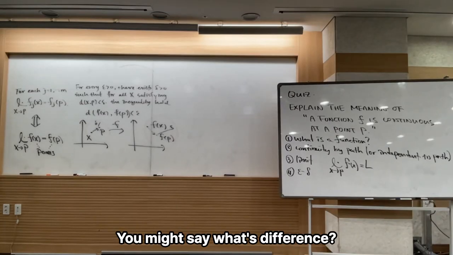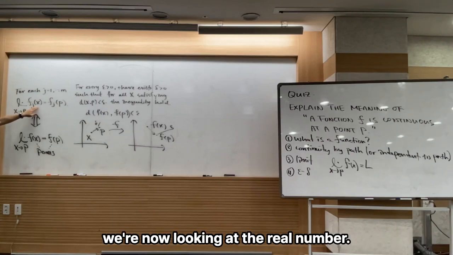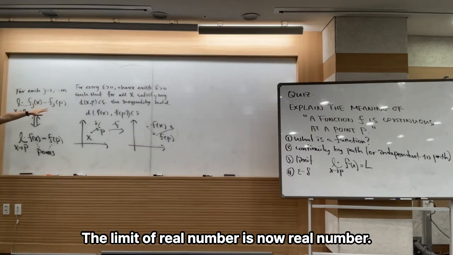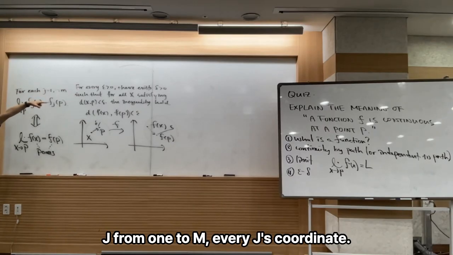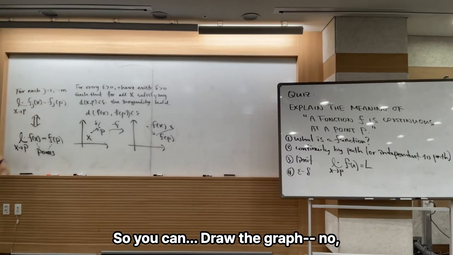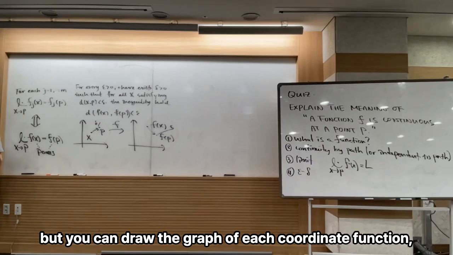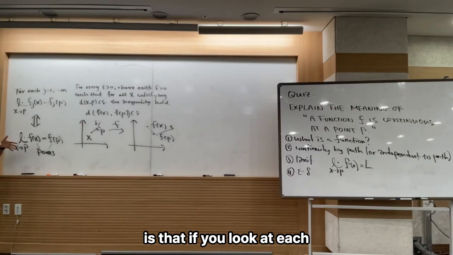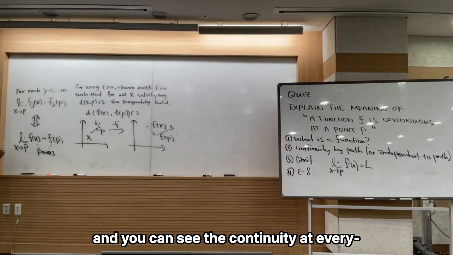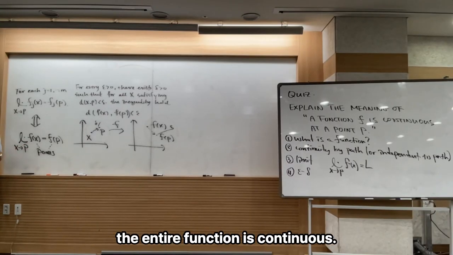You might say, what's the difference? The only difference is that we're now looking at the real number. The limit of a real number is now a real number. That's what it says. And we want that to happen for every coordinate, j from 1 to m. So you can draw the graph. Maybe you cannot draw the entire graph of a function, but you can draw the graph of each coordinate function, which is f_j. So what it says is that if you look at each coordinate function f_j and you can see the continuity at the same point, then you can say the entire function is continuous.